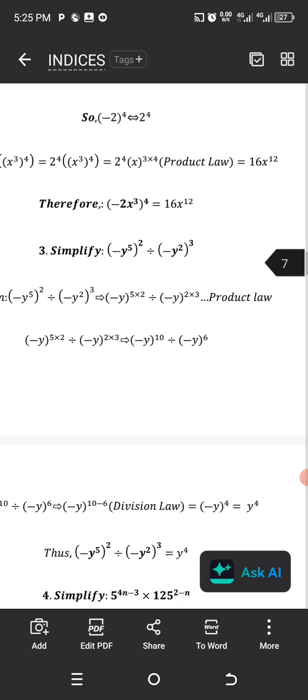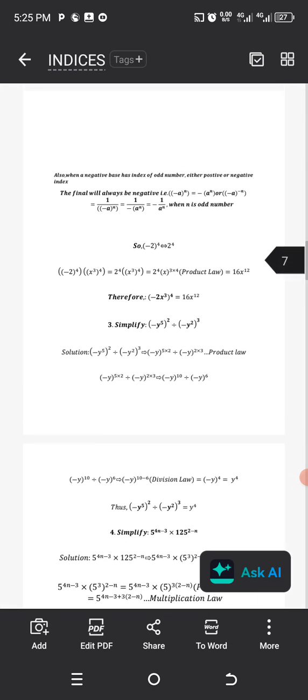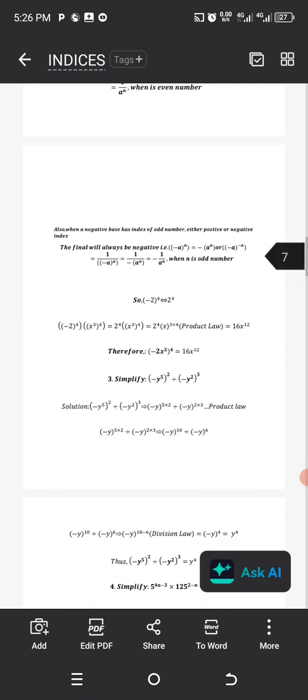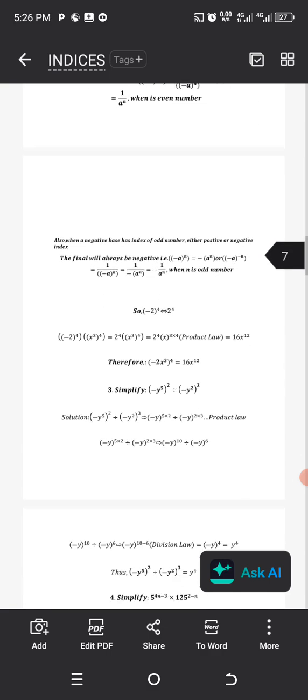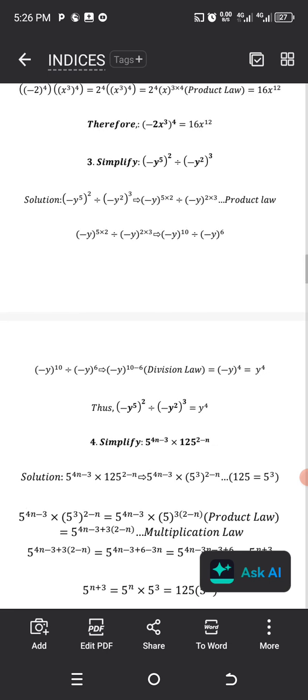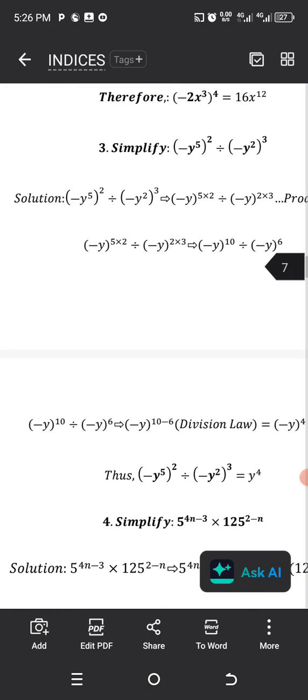So let's solve the third example. Don't panic. You see that we have been applying the multiplication law, division law, and product law. So this is the solution for question 2, and we are moving into question 3. You can write it down if you like. Before I zoom in, look at it very well. So let me just zoom in to have a better view of the solution.